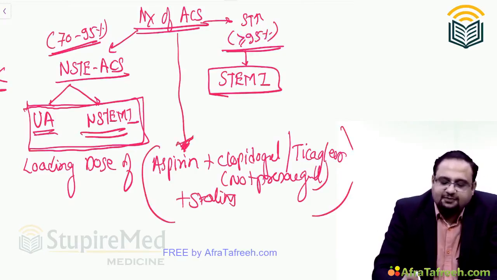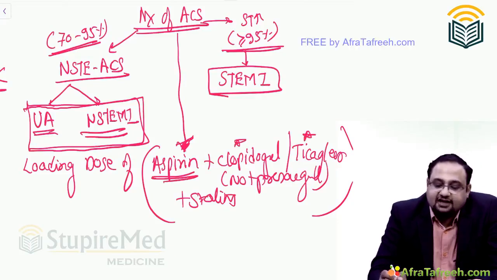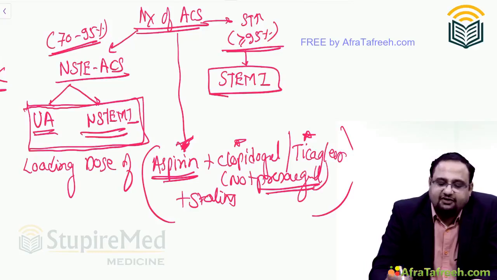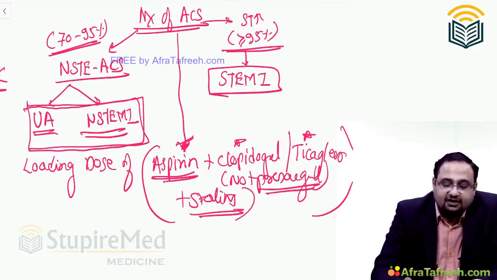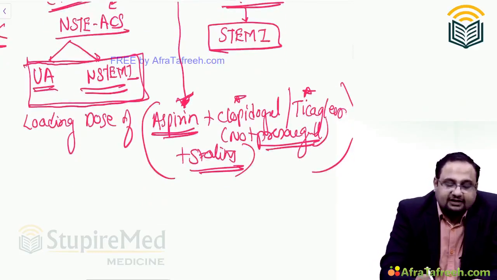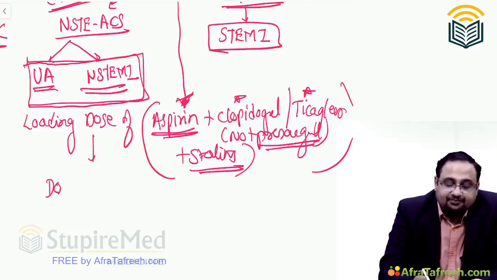Three drugs: aspirin, clopidogrel or ticagrelor, that is the second antiplatelet agent, but not prasugrel. Remember never to load with prasugrel in a patient whose coronary arteries are not yet defined, and the statins have to be given. This loading dose has to be given. Once the loading dose is given, the second step is that the drug of choice for such patients is heparin, anticoagulation.